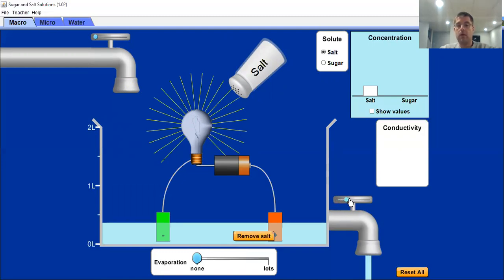But wait a minute. Oops, hold on. Well, I want to let her remove more. Okay. What if I remove all the water and salt? It won't conduct anymore.